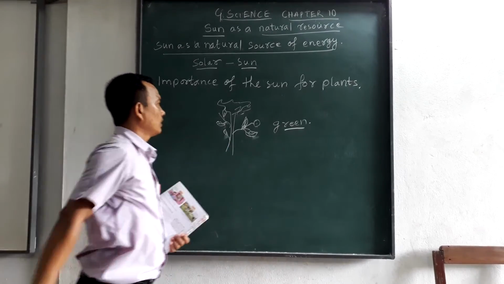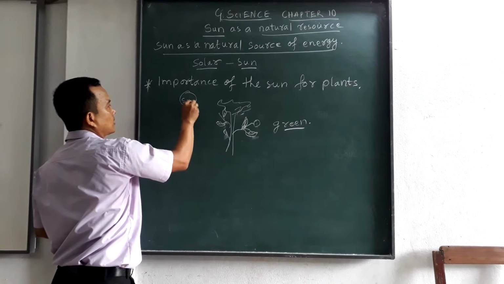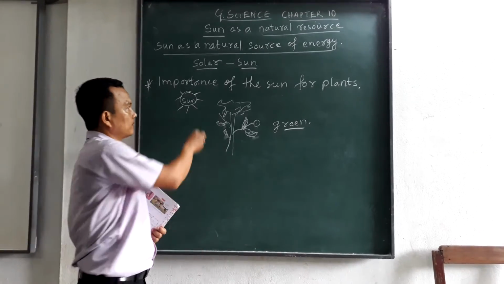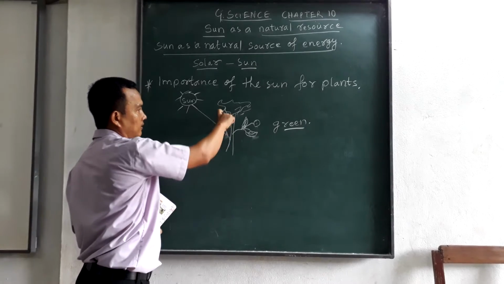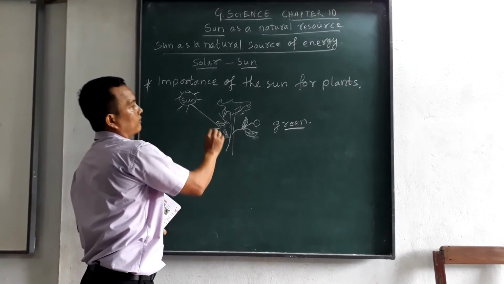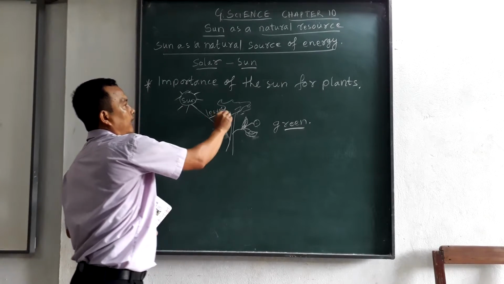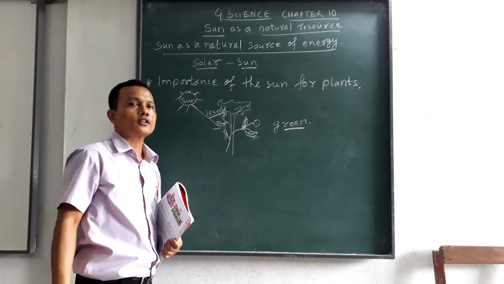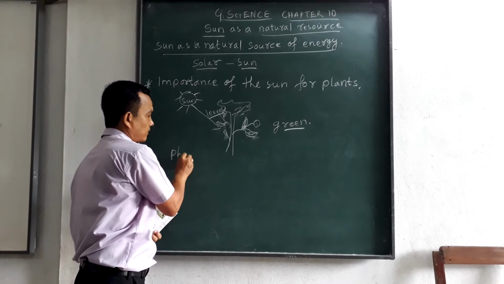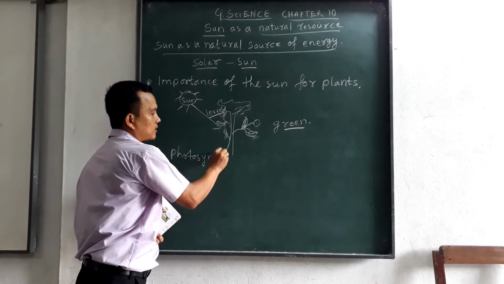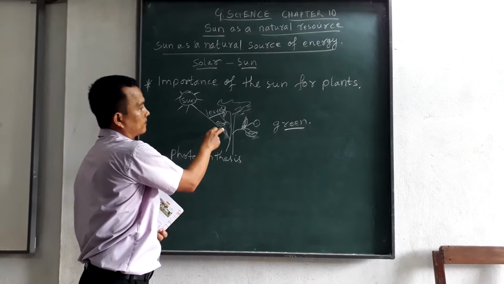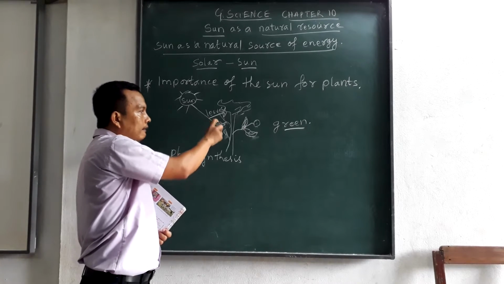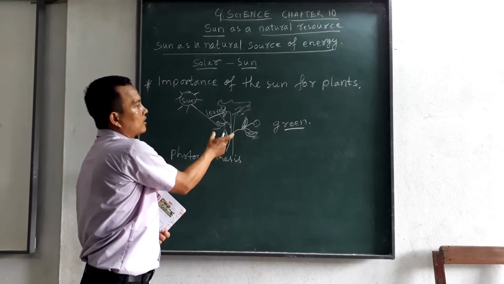Now the question is, let us say this is the sun, and these are the rays of sunlight. During daybreak, what happens? These sunlights are absorbed by the plant's leaves, and these leaves, with the help of sunlight, manufacture food, which in another term we call photosynthesis. So with the help of sunlight, the plant manufactures food in its leaves and gets energy.